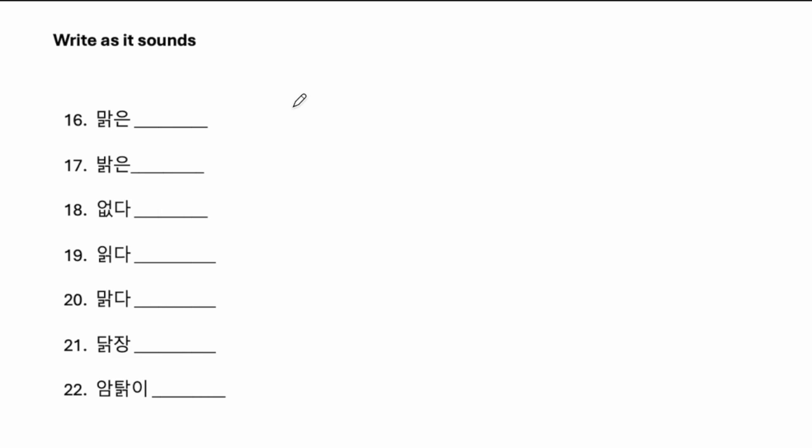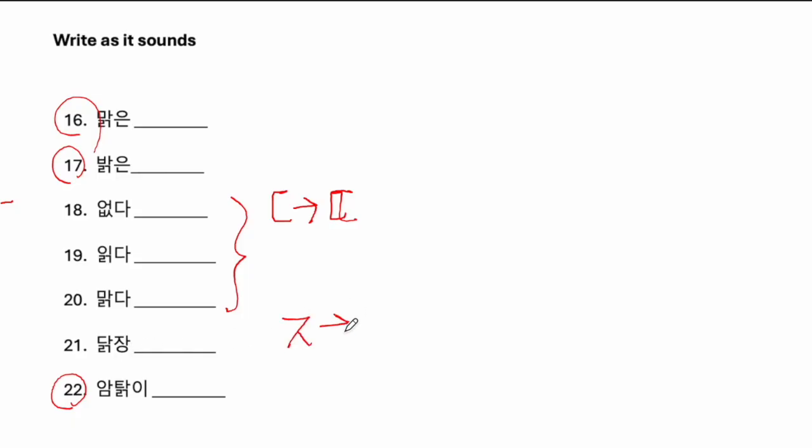Okay, let's see. So this one, because it's a placeholder, let's just circle the placeholders and try to see this. It will probably change to tense. And this one too. 주 will change to 주. Let's see if that's true. Okay. 맑은. So it'll be 맑은. This one will be 밝은.